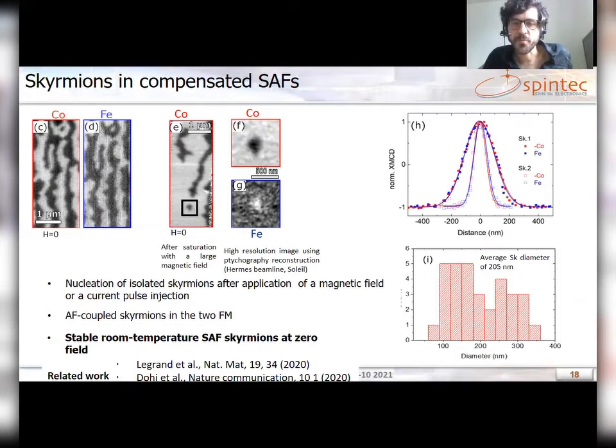But actually, these experiments raise several questions. First, the skyrmions are not so small, with an average size of around 200 nanometers, while, as I told you, small skyrmions are expected in SAF. Second, the STXM does not allow us to determine the chirality of the skyrmions. We are only sensitive to the perpendicular component of the magnetization. So the questions are: why are the skyrmions larger, and are there real chiral skyrmions?